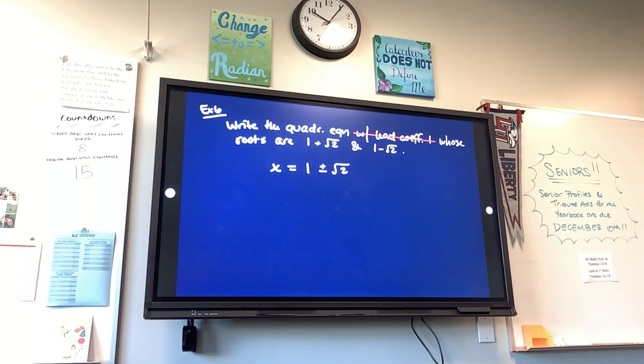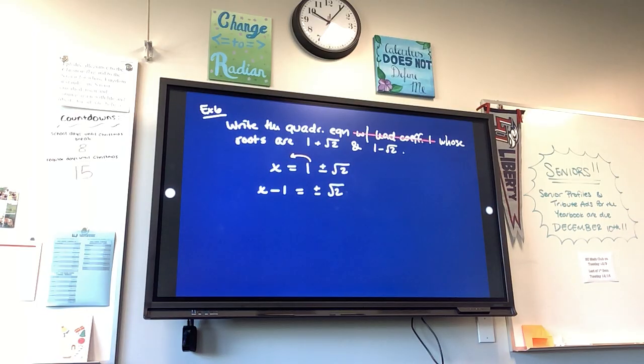The 1. We need to move the 1 to the other side. The 1 does not belong. It needs to go over here with the x. Now we have accomplished isolating the plus or minus term. Now that that is done, what does step number 3 say to do?